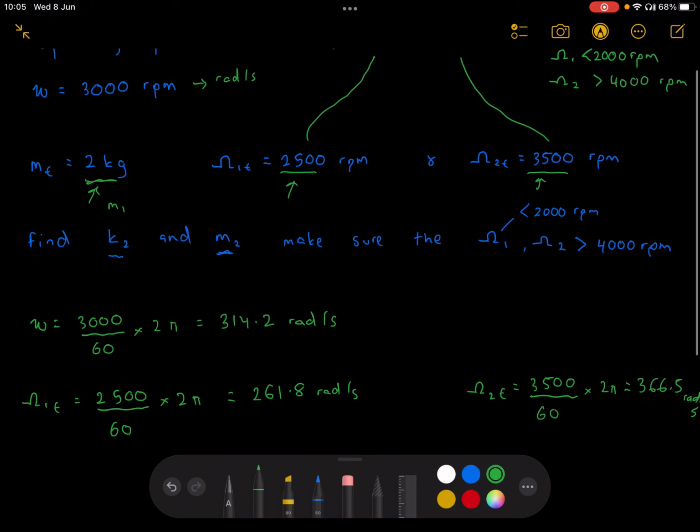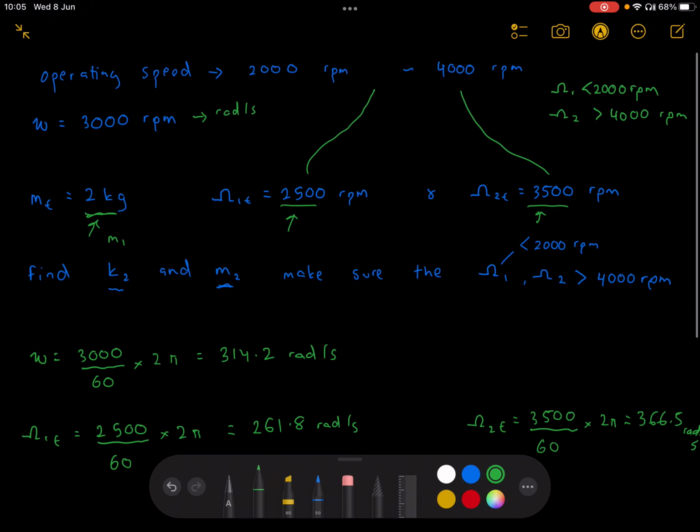Now, in order for us to determine K2 and M2, we need to find M1 first. Then from M1 we can use mu to determine M2, because we know that mu is equal to M2 over M1.